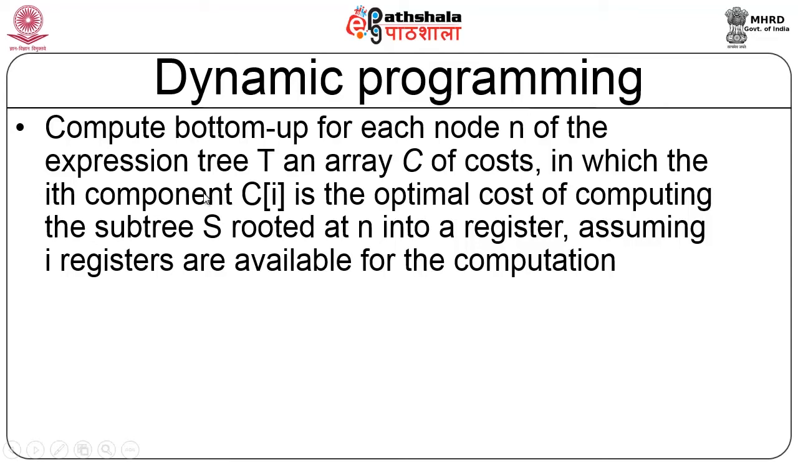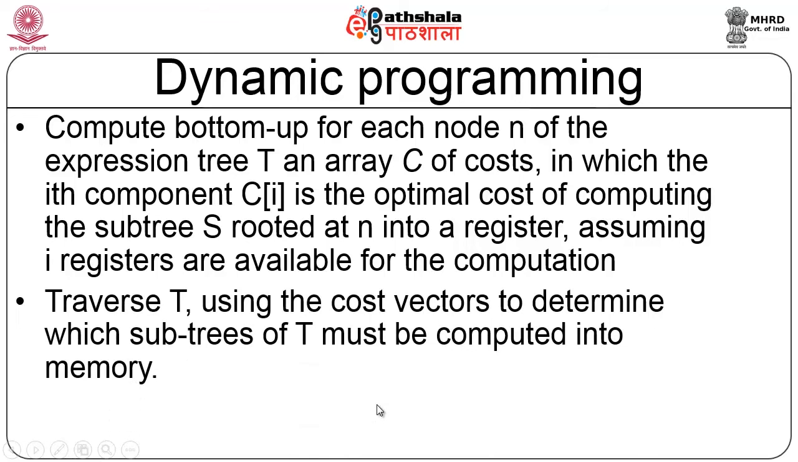So you have to compute bottom up for each node n of the expression tree T an array C of cost, in which the ith component C[i] is the optimal cost of computing the subtree S rooted at n into a register, assuming i registers are available for the computation. This is what I have just explained. How do we know the number of registers? We know that because you have already labeled the tree, okay.